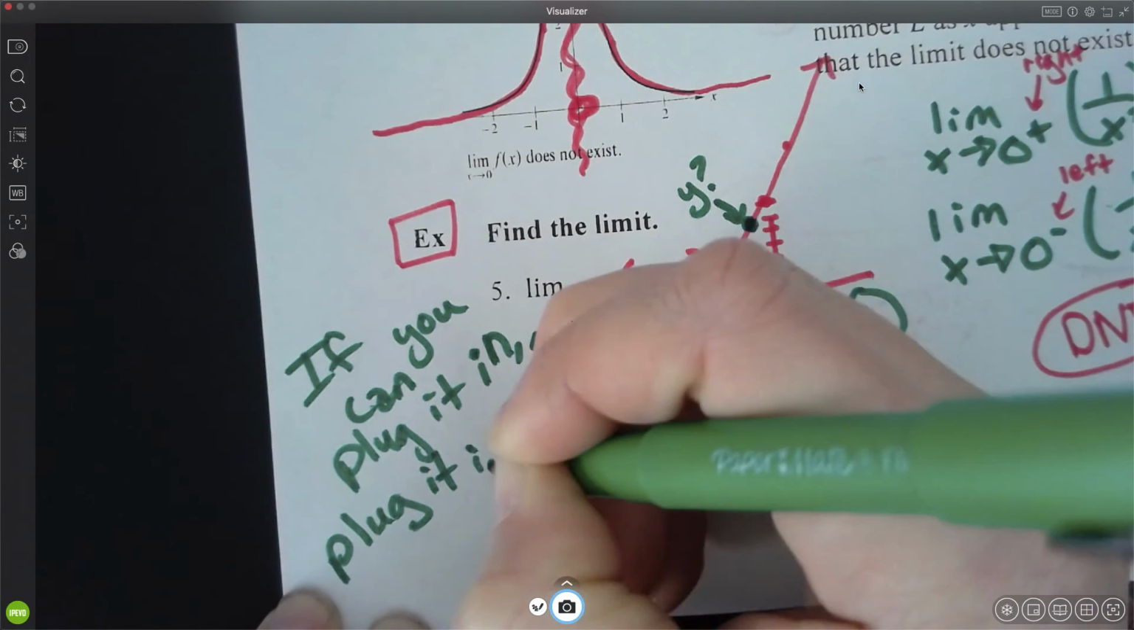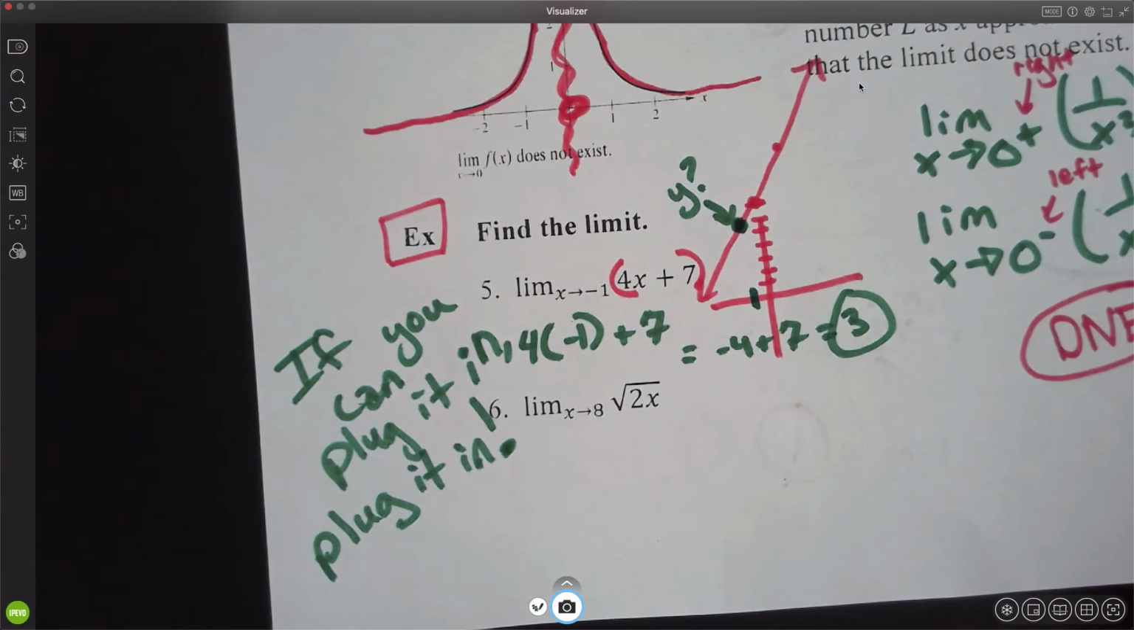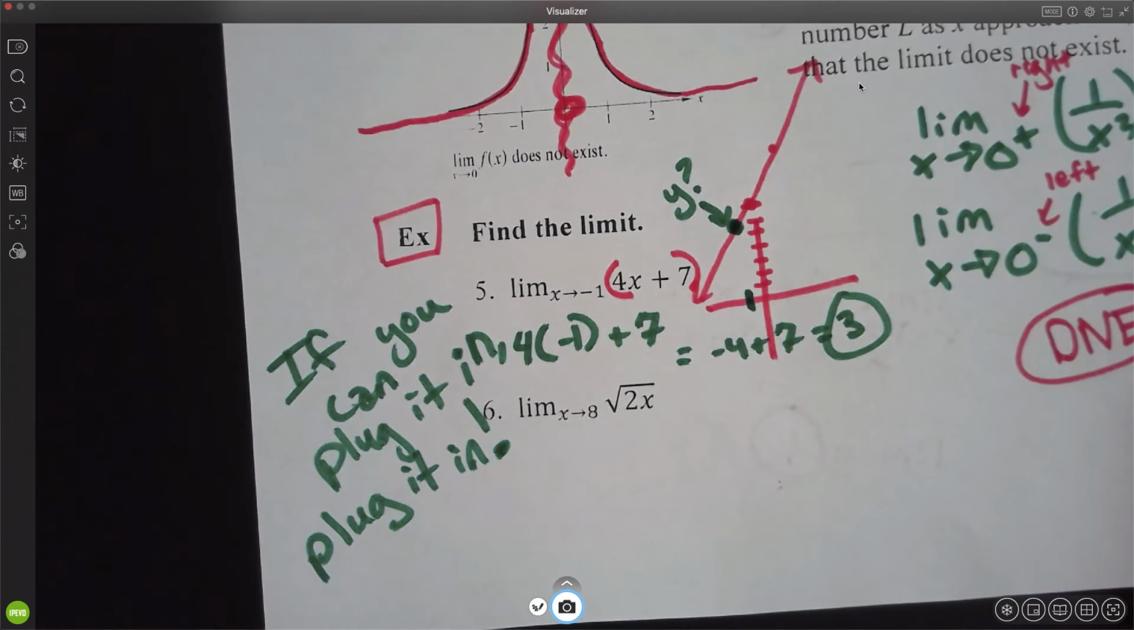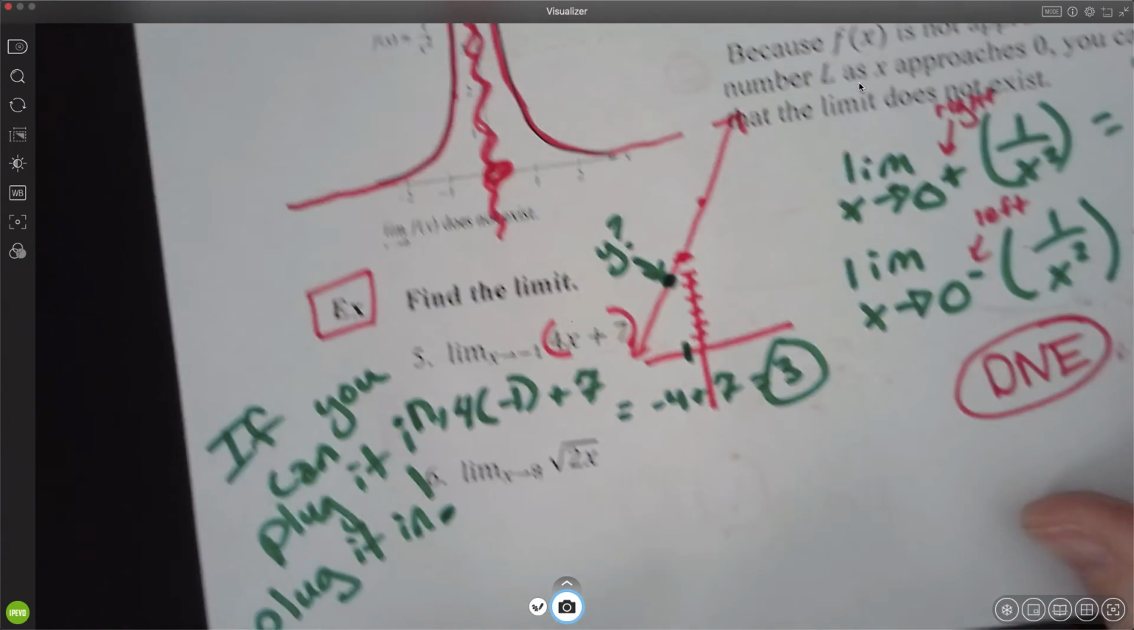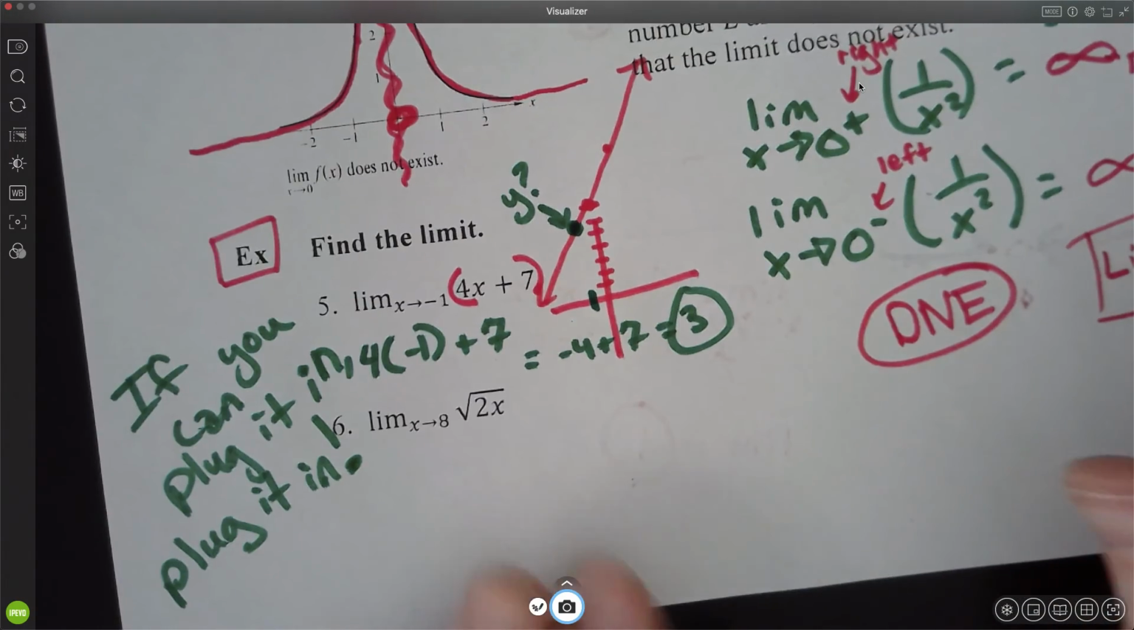If you can plug it in, do it. Okay? There's no problems with that. I might as well just plug the darn thing in. It's when I have like 0 in the denominator or when I can't plug it in, that's when I have to look at the behavior on either side, like what it's approaching.